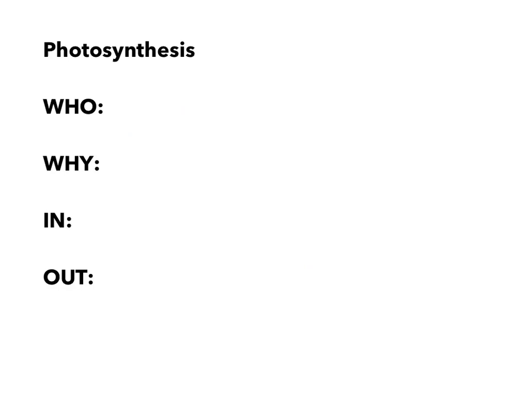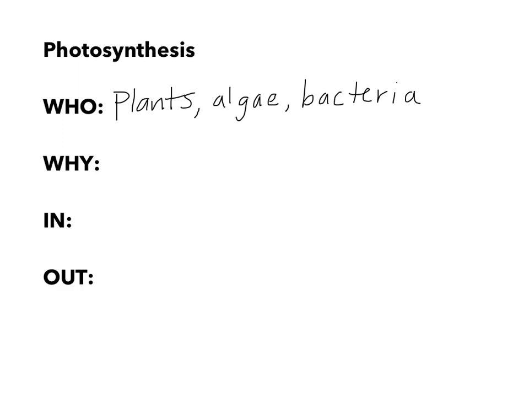Most people are familiar with the idea that plants go through photosynthesis, but we don't want to forget some of these others, such as algae and some bacteria. Remember from what we learned in food chains that all of these organisms that go through photosynthesis are called the producers.